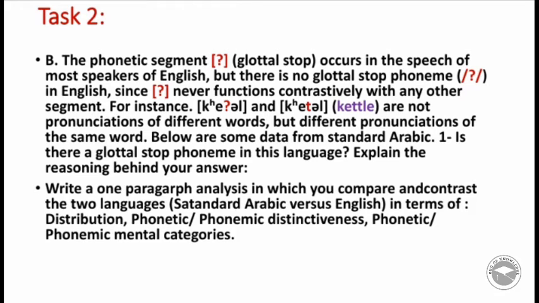Below are some data from Standard Arabic. Is there a glottal stop phoneme in this language? Explain the reasoning behind your answer. Write a one-paragraph analysis in which you compare and contrast the two languages, Standard Arabic versus English, in terms of distribution, phonetic phonemic distinctiveness, and phonetic phonemic mental categories.